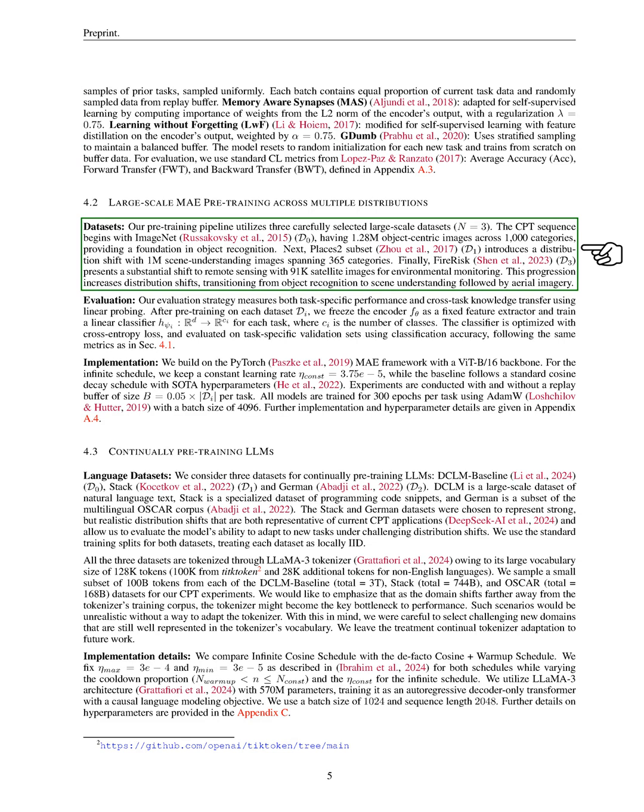First, we start with ImageNet, which contains 1.28 million images of objects across 1,000 categories, laying the groundwork for object recognition. Next, we shift to the Places 2 subset, featuring 1 million images for scene understanding across 365 categories. Finally, we incorporate the Fire Risk dataset, which includes 91,000 satellite images for environmental monitoring, marking a significant transition to remote sensing. This sequence of datasets enhances the distribution shifts from object recognition to scene understanding and then to aerial imagery.